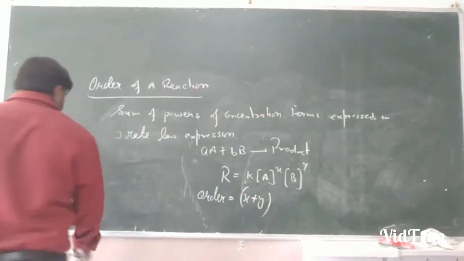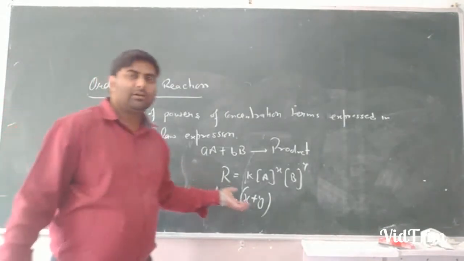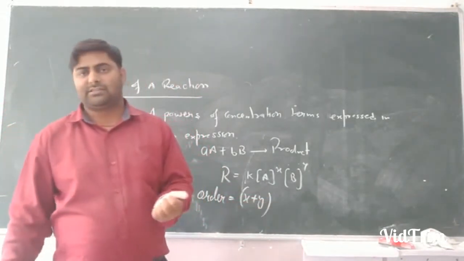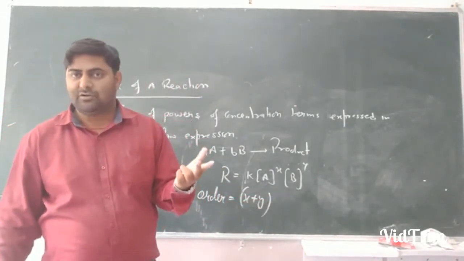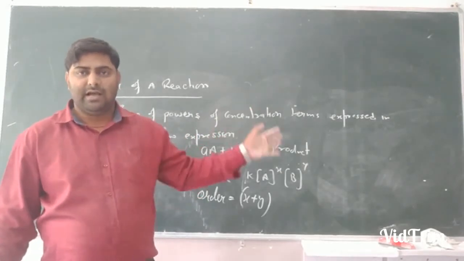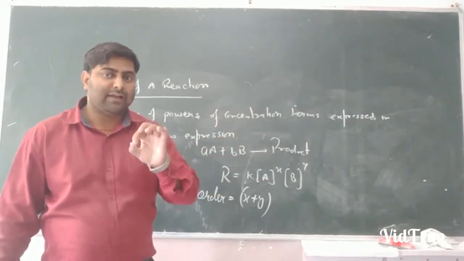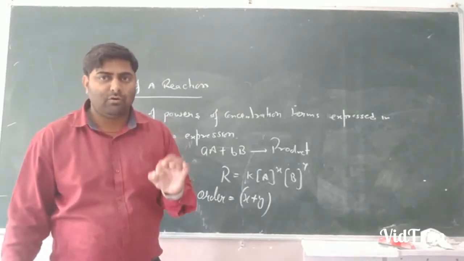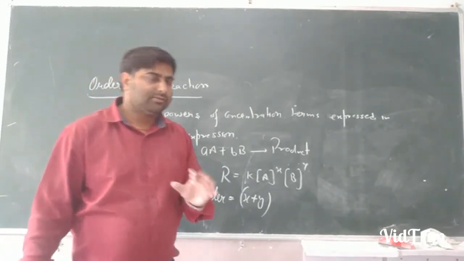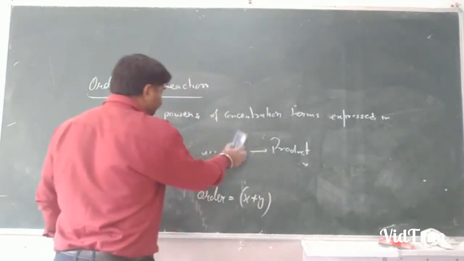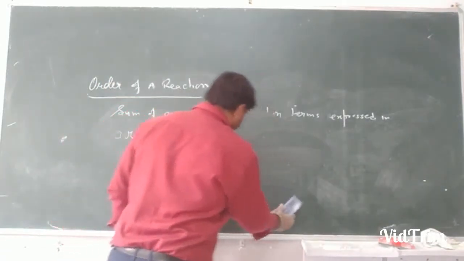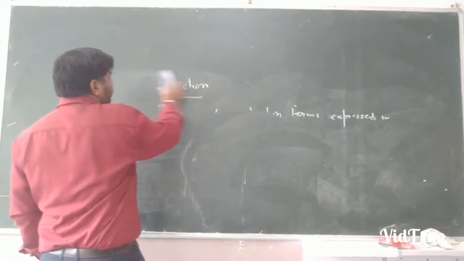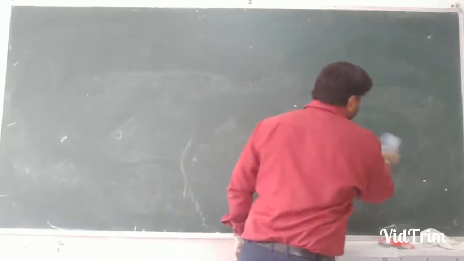Now, we have different kinds of reactions: zero order reaction, first order reaction, second order reaction, third order reaction and so on. We have fractional order reactions as well as pseudo order reactions. So, let us discuss these reactions one by one. First we discuss zero order reaction.